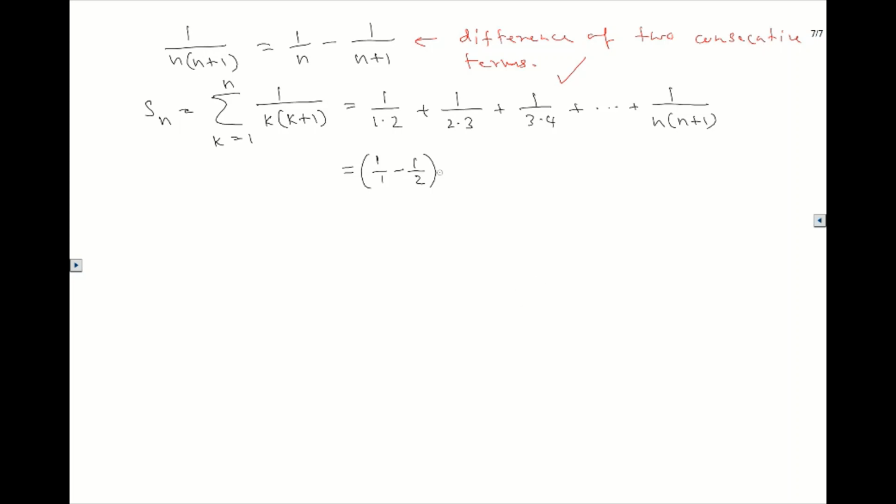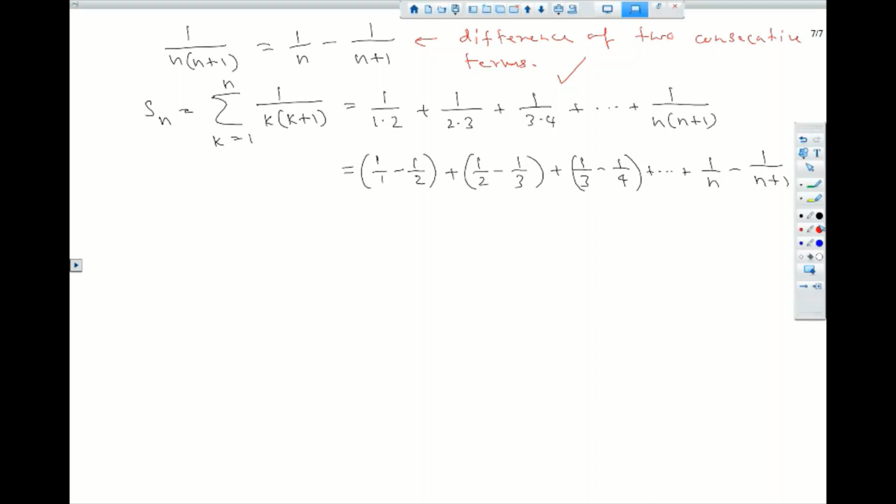Alright, we plug into the formula, and then the next term becomes 1 over 2 minus 1 over 3, and then the next one becomes 1 over 3 minus 1 over 4, like that. So you're going to keep doing that, and what's the last term? It becomes 1 over n minus 1 over n plus 1.